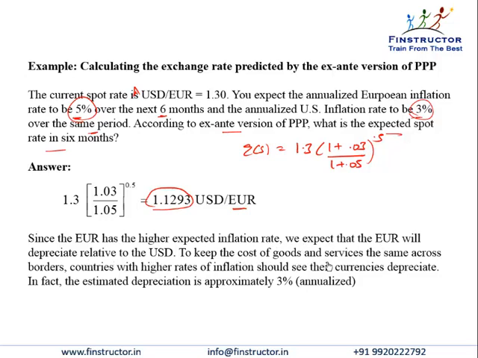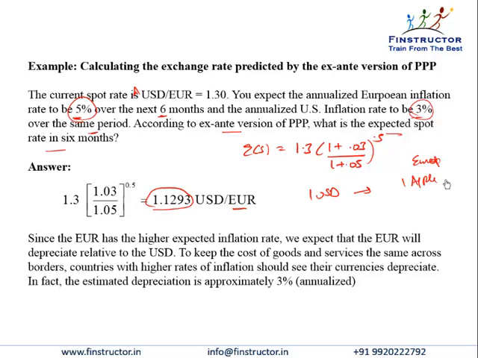To keep the cost of goods and services the same across borders, countries with higher rates of inflation should see their currencies depreciate. If the currency did not depreciate, then goods will become more expensive in the country that is seeing inflation. If goods become expensive but the currency depreciates, then to the eurozone or to the US consumer, the cost of euro goods remains the same. Let's say he had 1 USD and 1 USD was bringing him 1 apple in Europe.